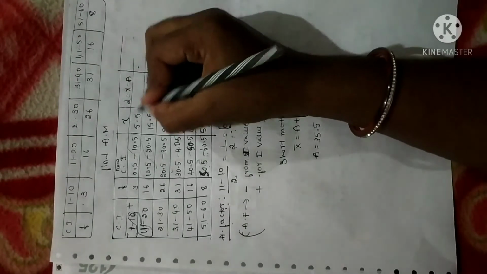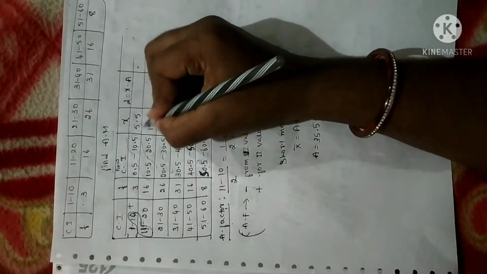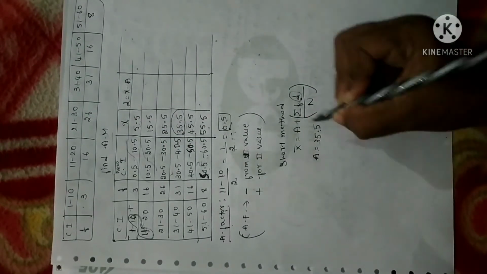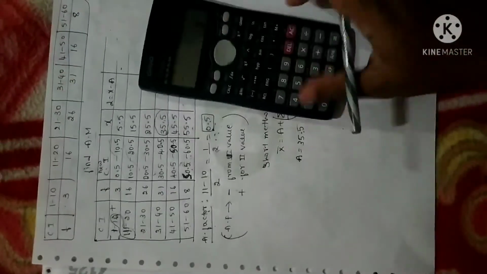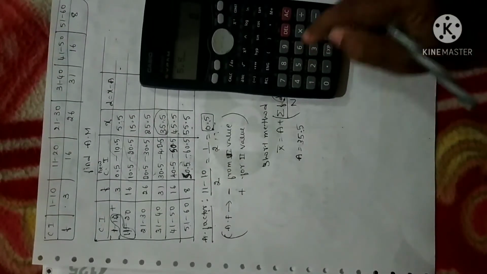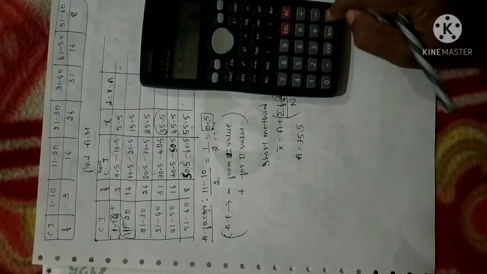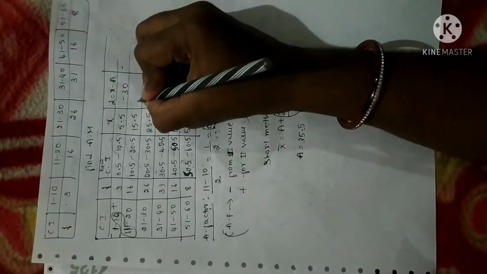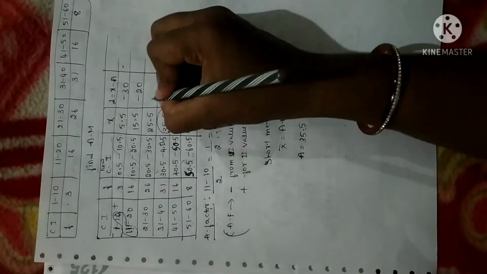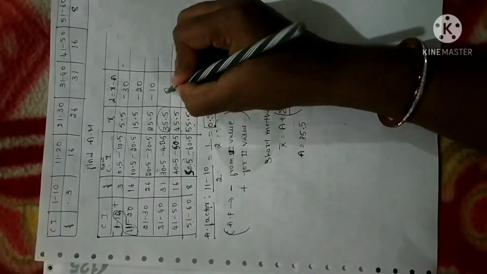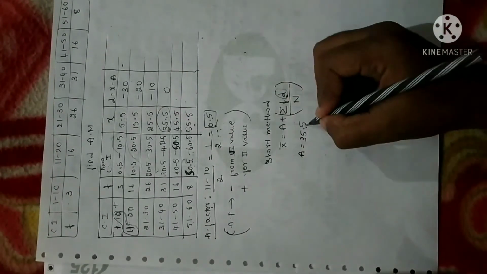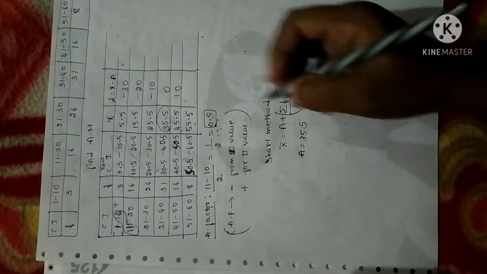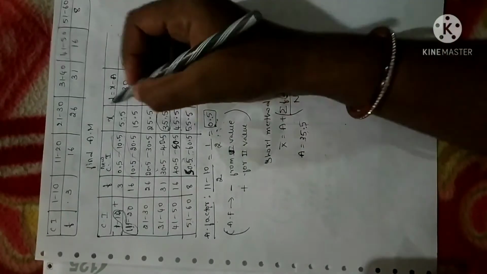So I have to subtract 35.5 from all these x values. Now d is x minus a. First, x value 5.5 minus a, 35.5, gives us minus 30. Similarly, subtract 35.5 from 15.5, you will get minus 20. 25.5 minus 35.5, you will get minus 10. Next 35.5 minus 35.5, 0. Next 45.5 minus 35.5, 10. Next 55.5 minus 35.5 is 20. Clear? So I have obtained the d value.